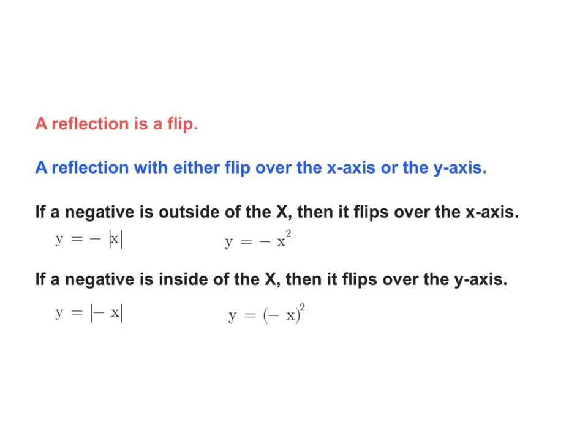And that's the last type of transformation we look at. It's called a dilation. Dilation is when a parent function is stretched or compressed. We'll talk about the definitions of those words here in a second.